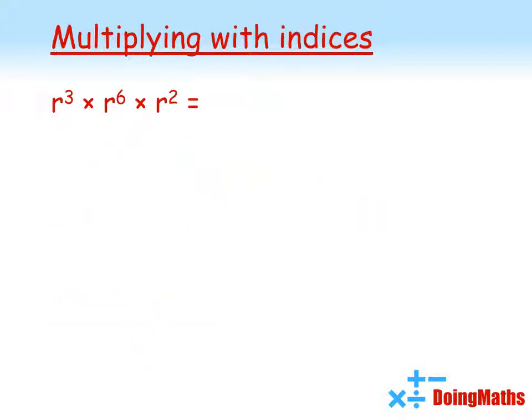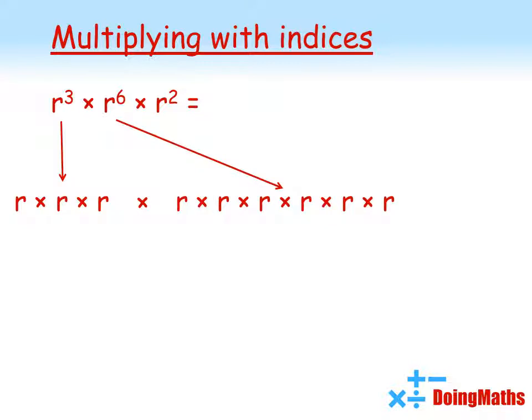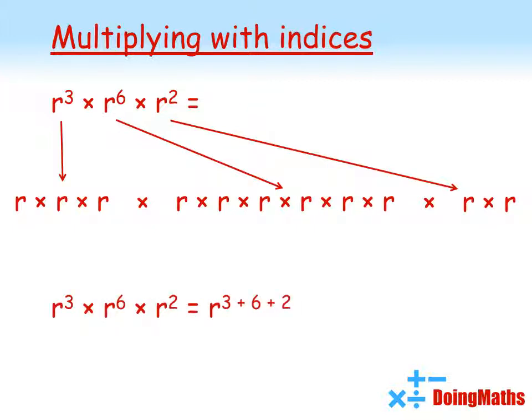Let's look at another example now in the same way. So we've got r cubed times r to the power of 6 times r squared. So r cubed is r times r times r. We're multiplying that by r to the power of 6, so there's another 6 r's all multiplied together. We're multiplying that by r squared, so there's another 2 on the end. So let's look at how many r's we've got. Well, we've got 3, add 6, add 2, giving us a final answer of r to the power of 11.